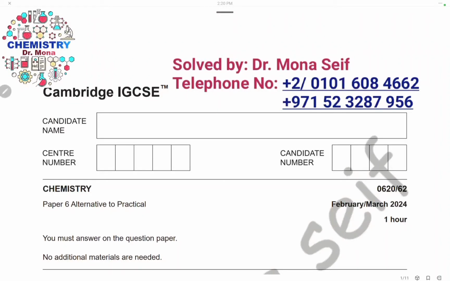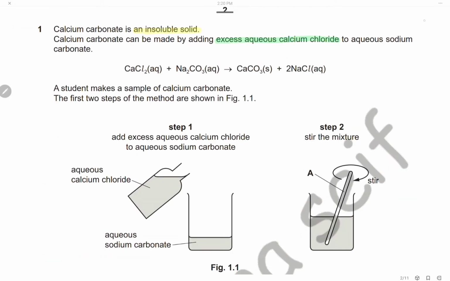Assalamu alaikum wa rahmatullah. Today, inshallah, we're going to solve Cambridge exam February-March 2024, paper 62. Let's start it. Question 1.